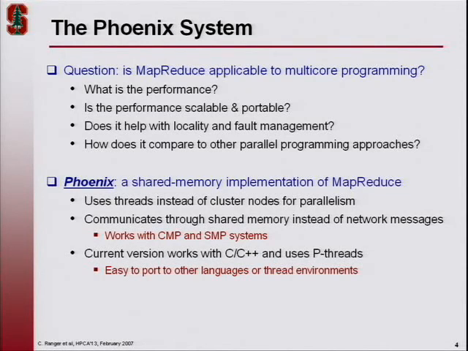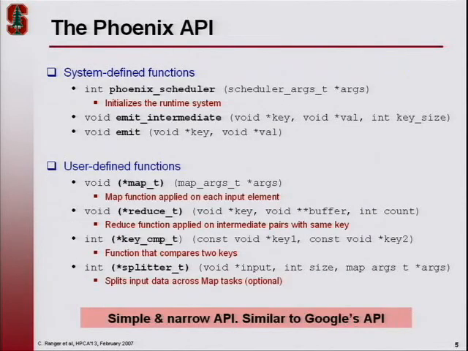It takes parallel tasks and maps them to shared memory threads instead of computers. It runs on a single shared memory machine, and the current version works with C and C++ and uses pthreads as a threading library. However, this should be easy to port to other programming languages and threading environments. As with MapReduce, our model can be broken into two parts, the API and the runtime. So let's take a look at the API. This is a C-based API, and here's an overview of it.